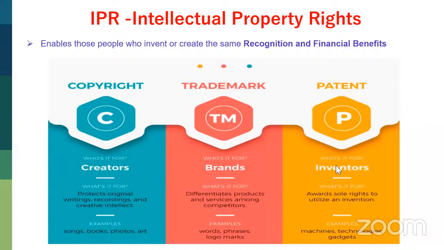So first thing, patent. And who is it for? Patent is for the inventor, who is inventing new things, right? So this is for awarding sole rights for utilizing the invention. An invention is something new, or if it is an already existing thing, a development that occurs on it is also considered an invention. I hope you understood. So invention may be finding new things, or you can develop some new or extra things on existing products, and that can also be considered an invention.